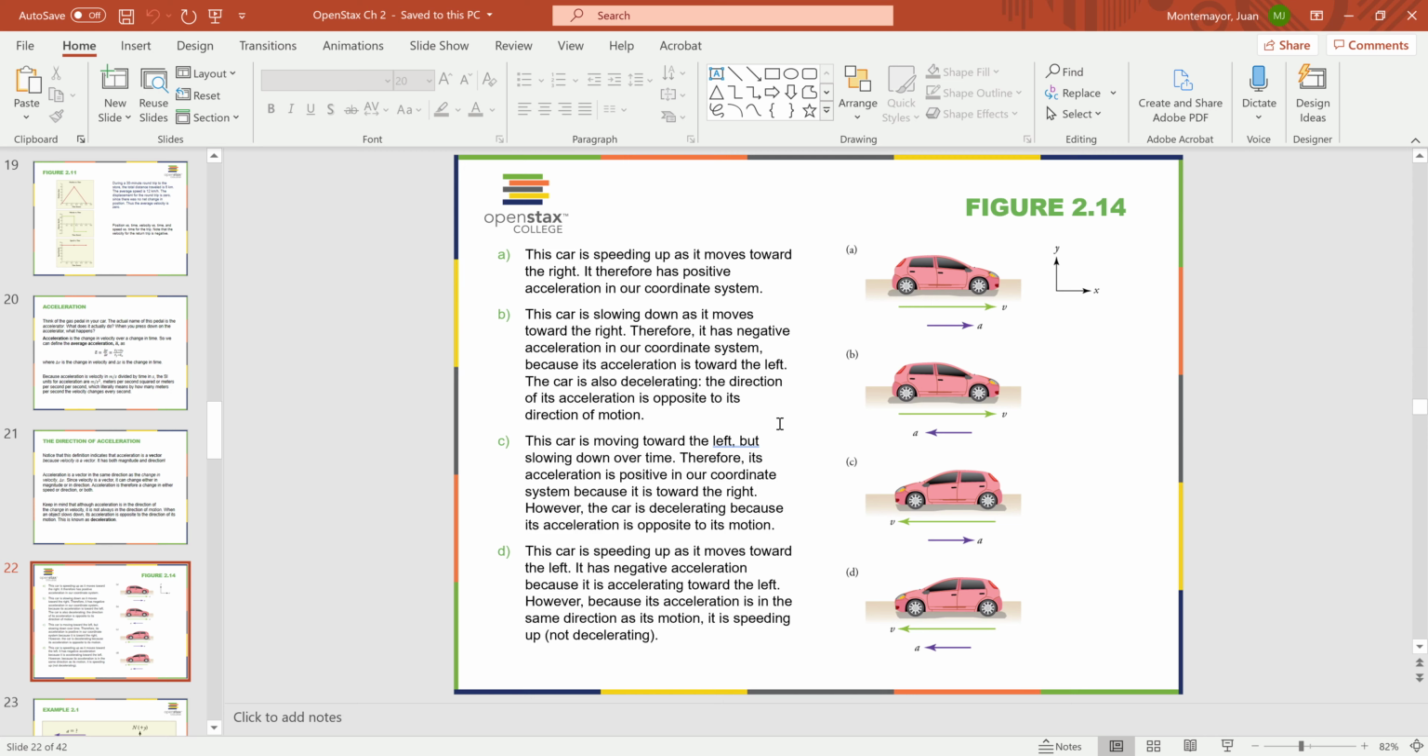Okay, for C, this car is moving towards the left. So we have our velocity here for C pointing towards the left, but it is slowing down. So our acceleration again is towards the right, in the opposite direction. And for D, the car is speeding up and moving towards the left. So we have both velocity and acceleration vectors pointing towards the left.